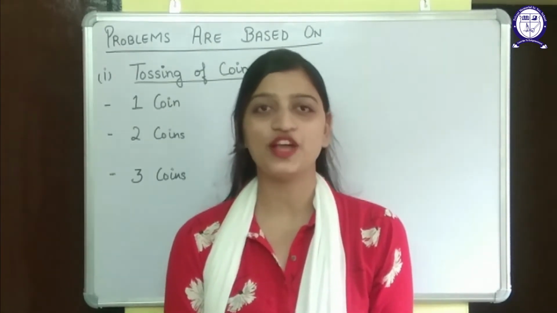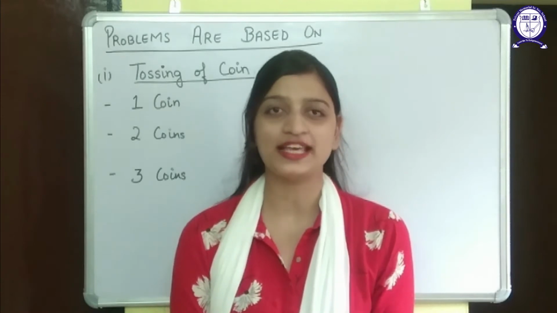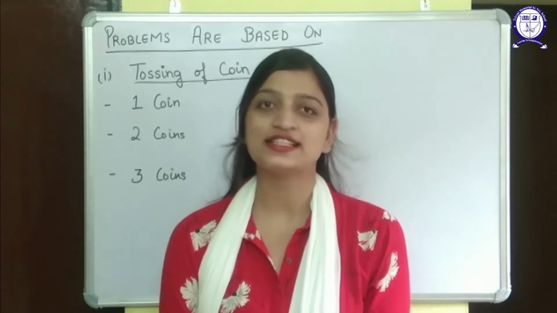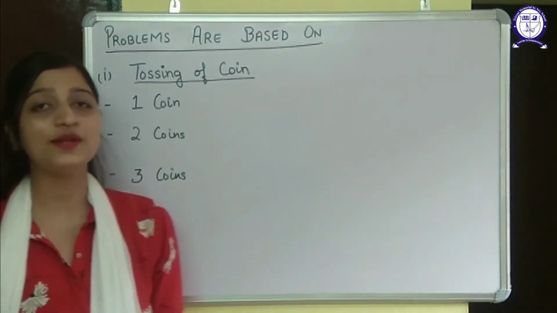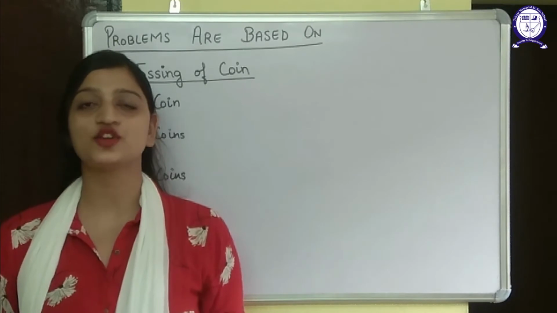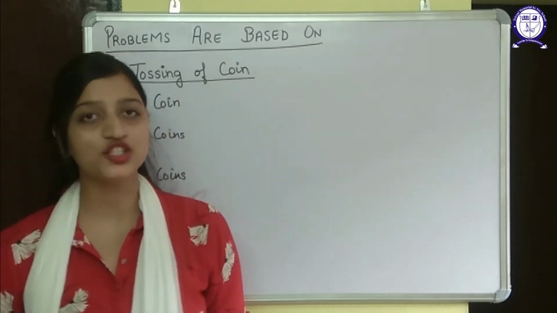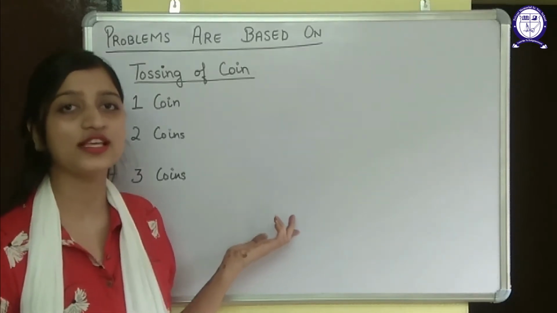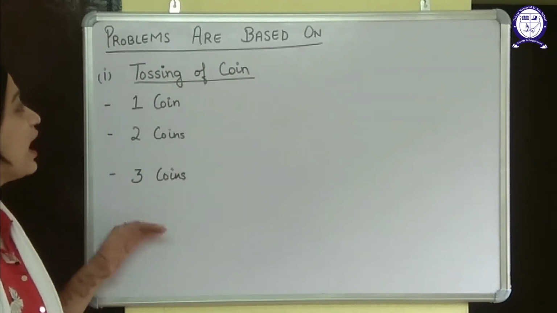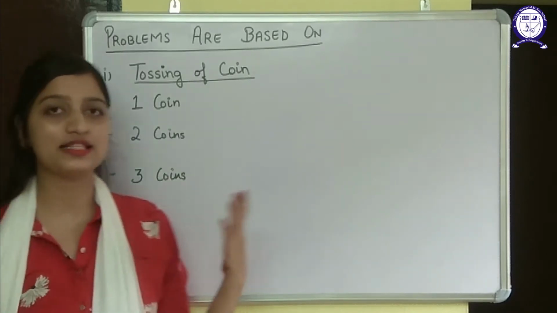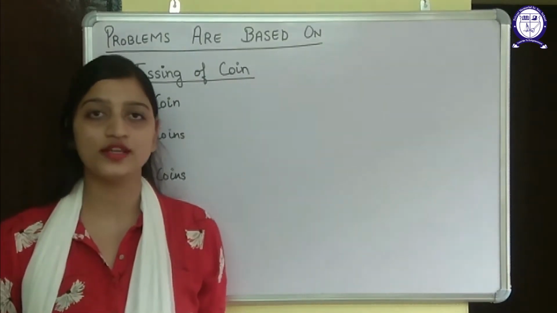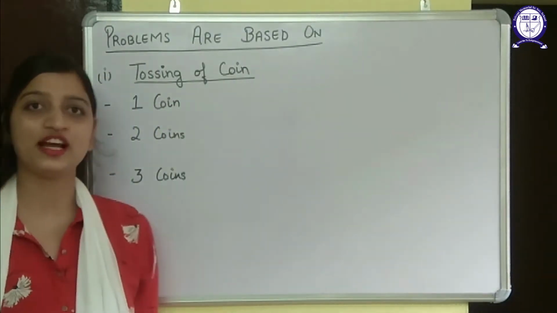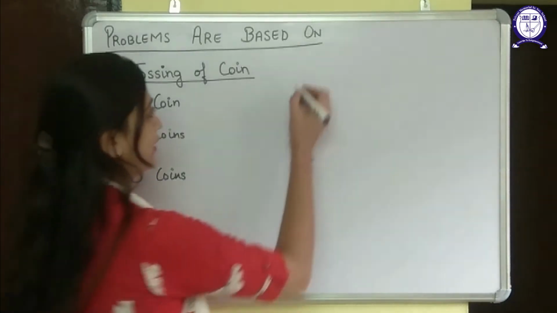In today's video, we are going to learn about some special cases on which the questions of probability can be asked. So let's start. Now in probability, the questions are based on many things and the first one is coin. Now there can be the questions of tossing a coin. Now the questions can be of tossing a single coin, tossing two coins and tossing three coins also. Now I know on a coin there are two faces, head and tail.